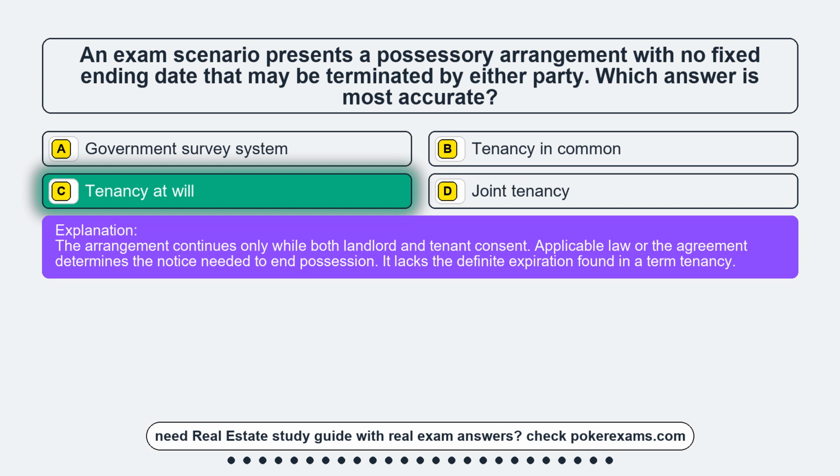The arrangement continues only while both landlord and tenant consent. Applicable law or the agreement determines the notice needed to end possession. It lacks the definite expiration found in a term tenancy.